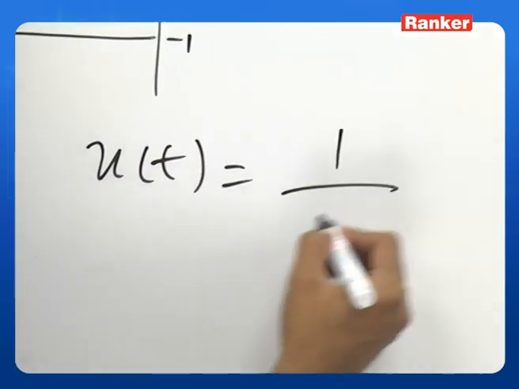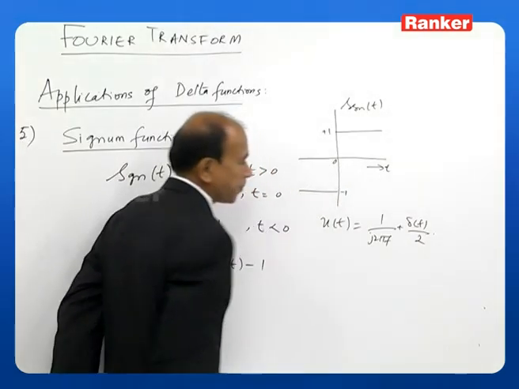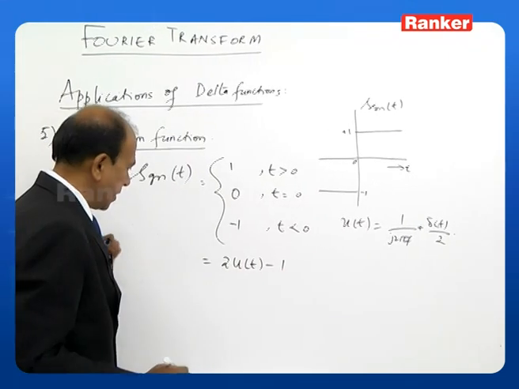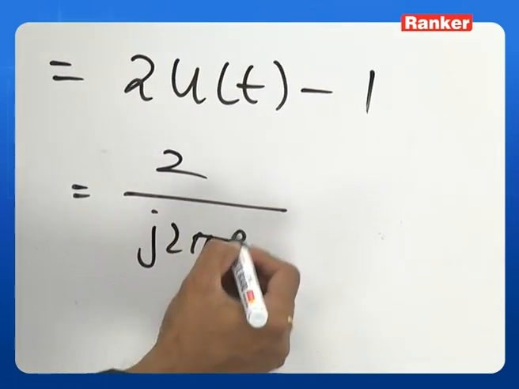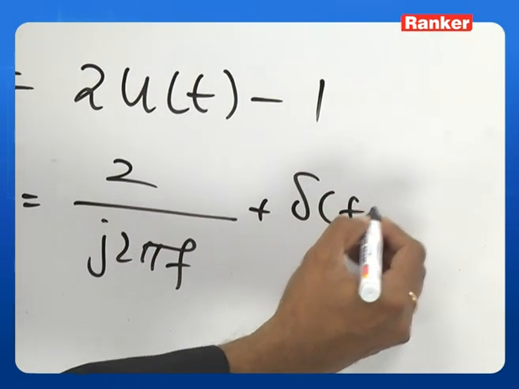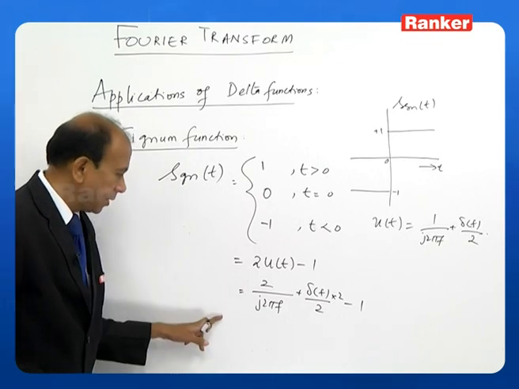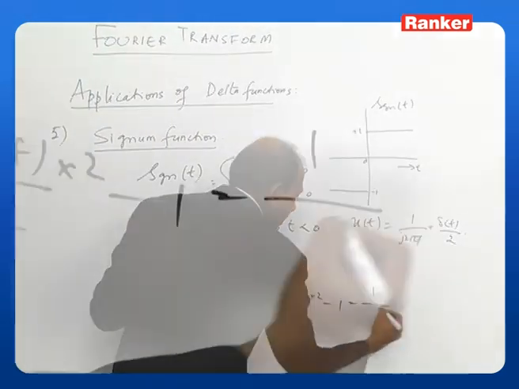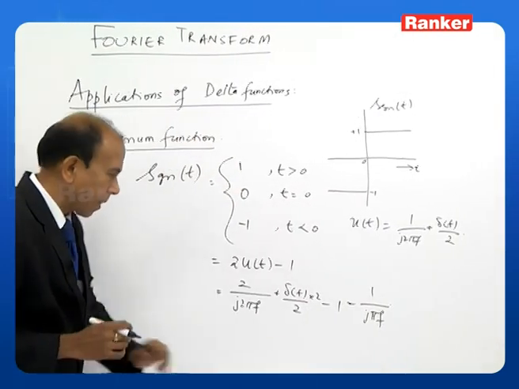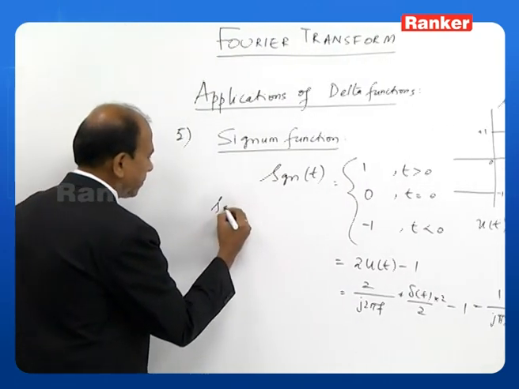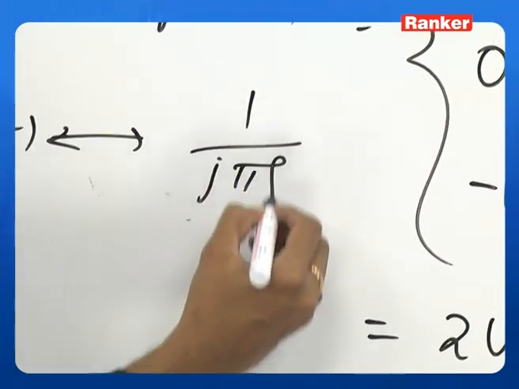This is the frequency, isn't it? 1 by j 2 pi f plus delta f by 2, is it not? So, let us bring that here. So, this will be equal to 2 by j 2 pi f plus delta f by 2 into 2 minus 1. So, this is equal to 1 by j pi f. That means, a Signum of t will have a Fourier transform which is 1 by j pi f.